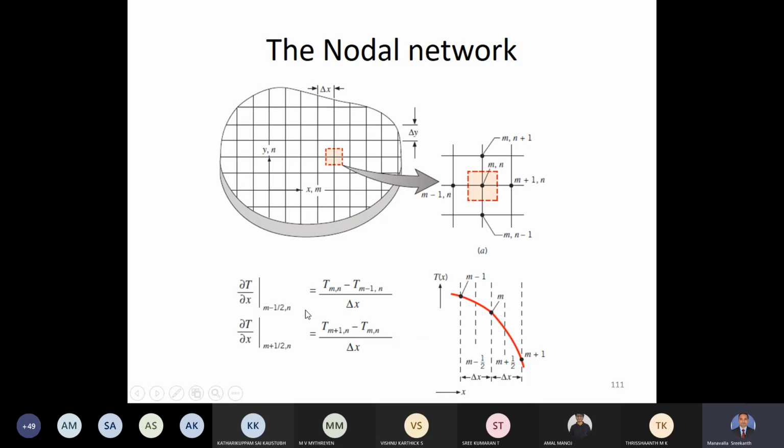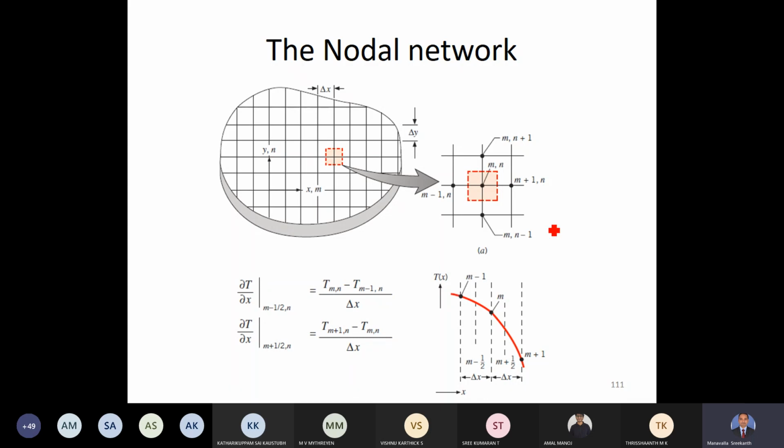and m plus 1. So if you want to write dou t by dou x at m minus half, n, m minus 1 by 2 and n, at this point, it will be the temperature before that minus the temperature after that, divided by this delta x, this distance. Okay. Similarly, dou t by dou x at m plus half, n. That means at this point, it will be temperature ahead minus temperature at the back divided by delta x.